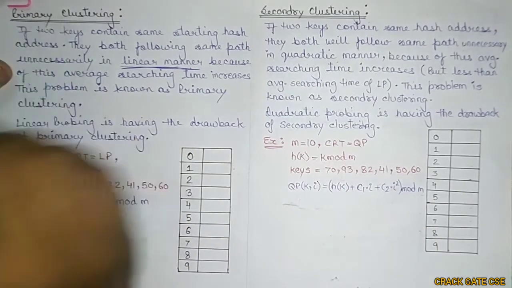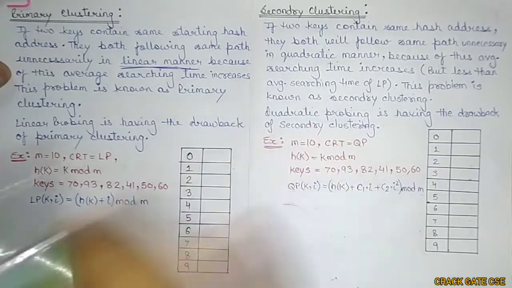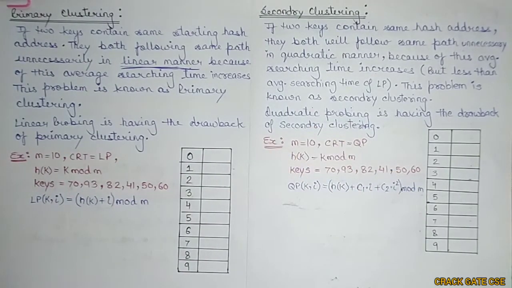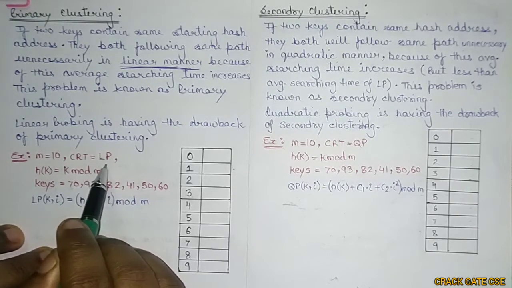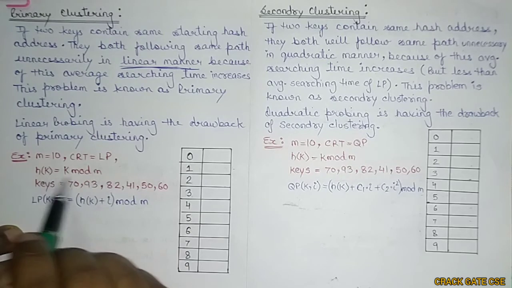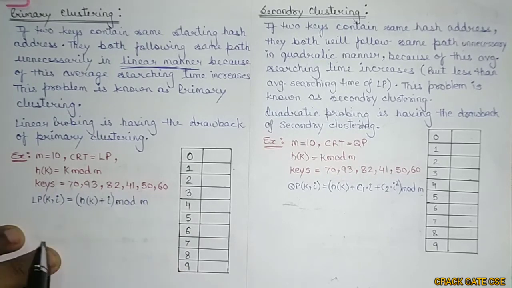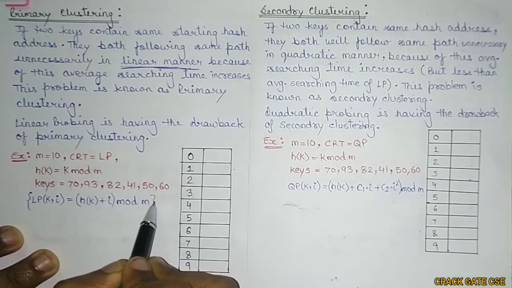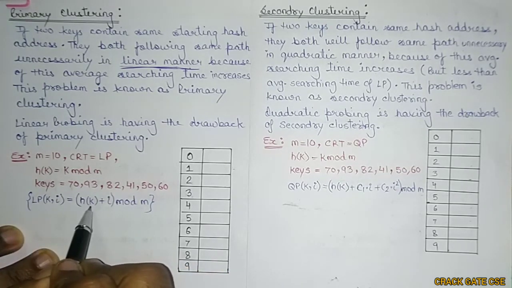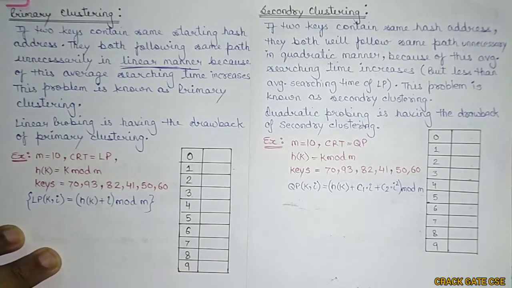We'll understand primary clustering after solving this example. First of all, let me quickly solve it. M is given as 10, the collision resolution technique is linear probing, LP. This is the hash function given and these are the keys. We know the formula for linear probing is LP(k, i) = (h(k) + i) mod m, because we are going to probe linearly.